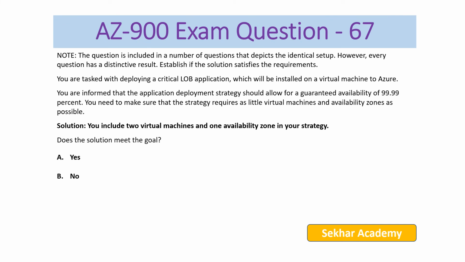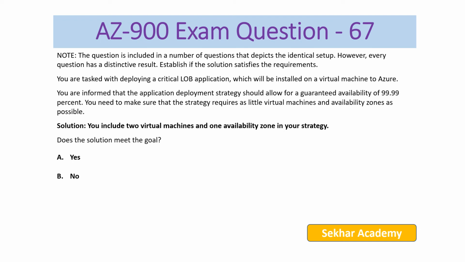AZ-900 exam question number 67. Note the question is included in a number of questions that depicts the identical setup. However, every question has a distinctive result. Establish if the solution satisfies the requirements. The question starts from here.